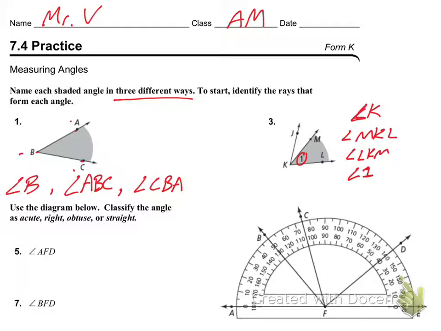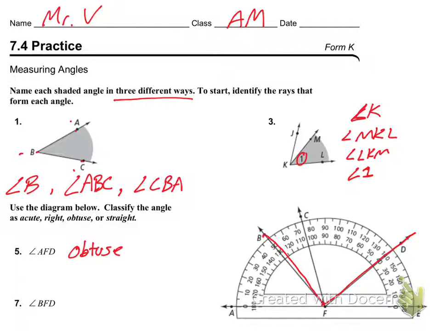All right, 5, we want to know if it's acute, right, obtuse, or straight. So the first one is AFD, and that's above 90 degrees. So that would be obtuse. Then let's do BFD. And the tricky part is we got to find out how many degrees this is.